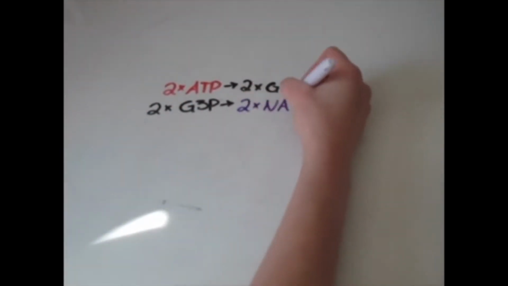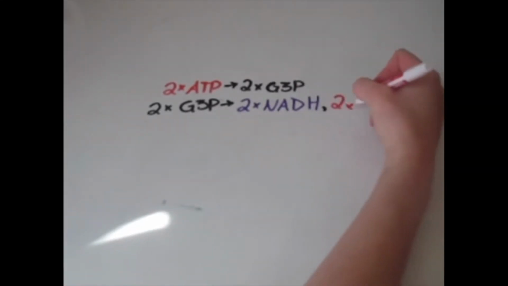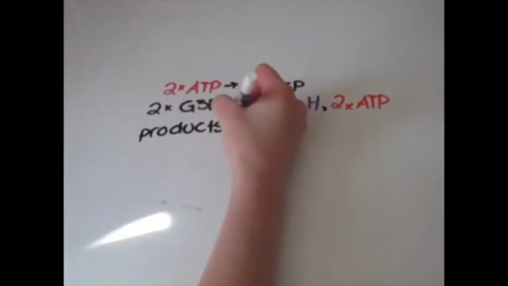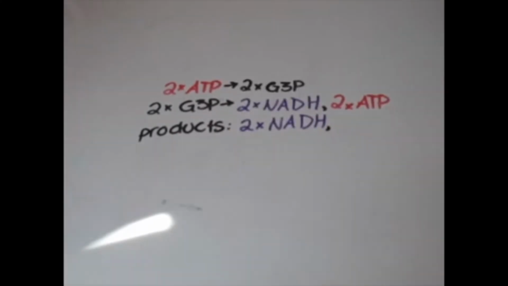To recap, glucose needs 2 ATPs to turn itself into 2 G3Ps. Each G3P makes an NADH and 2 ATPs. So our products are 2 NADH and 4 ATP, net 2 ATP.